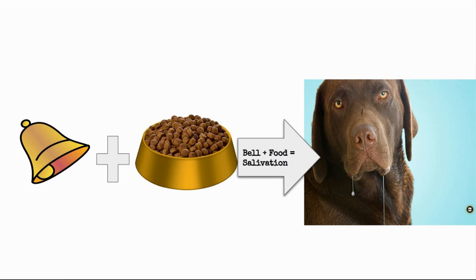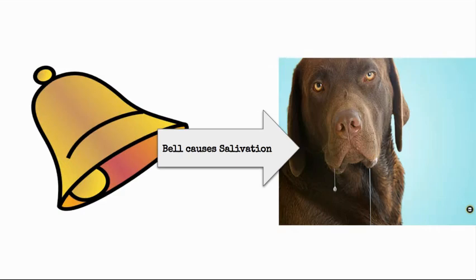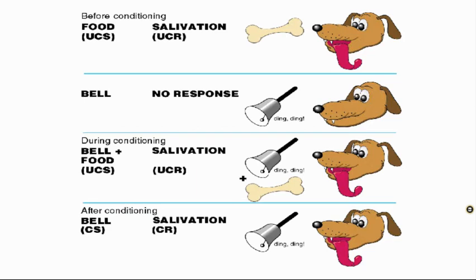What he did is right prior to the introduction of that food, he produced, or he shared what we call that neutral stimulus, or that bell. So eventually, after enough associations between the bell and the food, we find that the bell causes that salivation without having to have that food present. That's the idea of classical conditioning. That dog has made an association between the bell and the food. And so now that bell causes a response similar to what the food alone used to cause.